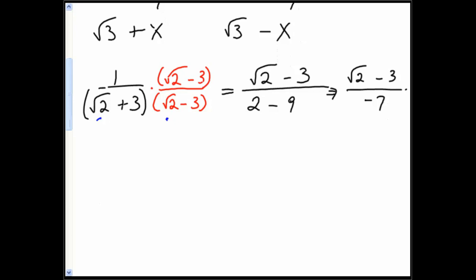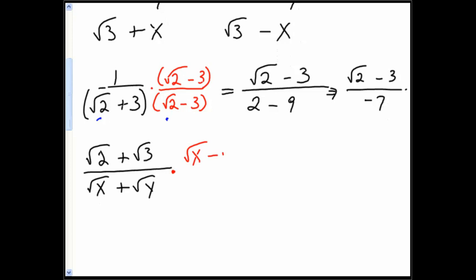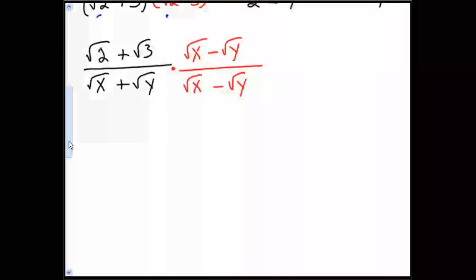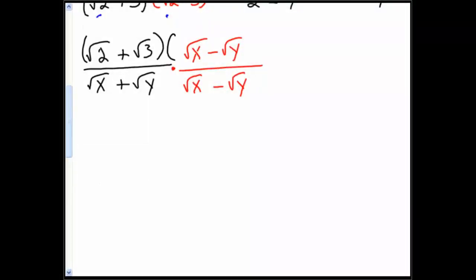Let's take another example. Let's say we have square root of 2 plus the square root of 3 over radical x plus radical y. So we're going to have to multiply by the conjugate of the denominator, which is square root of x minus square root of y. Square root of x minus square root of y. Now we're going to have to FOIL what's on top. So we're going to have to do some FOILing.